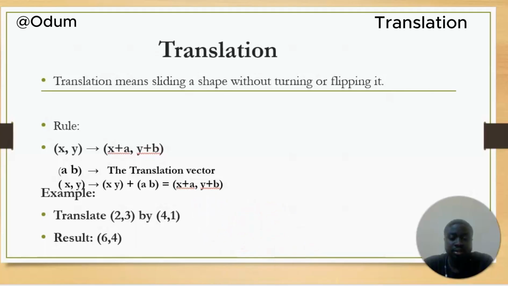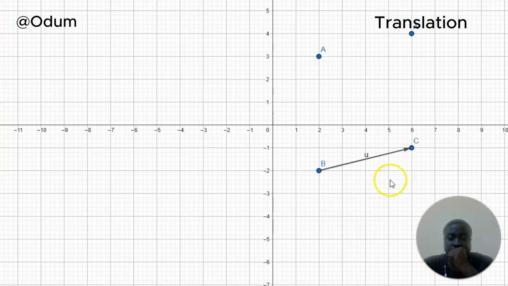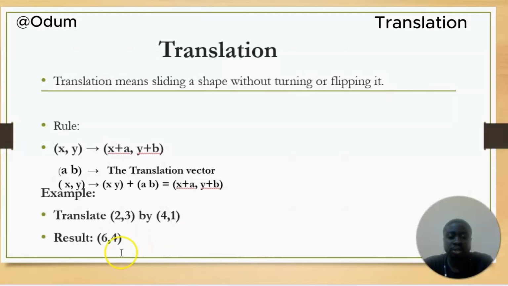So we have the translation vector (4, 1). This is where our image is. If you want to label or name this point, which is our image, it is going to be (6, 4). So we have translated this point using the translation vector (4, 1), and this is the image we have. So it is actually true what we got here. That is how we translate a point using a given translation vector.